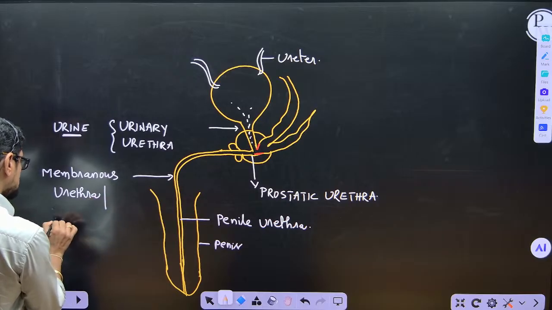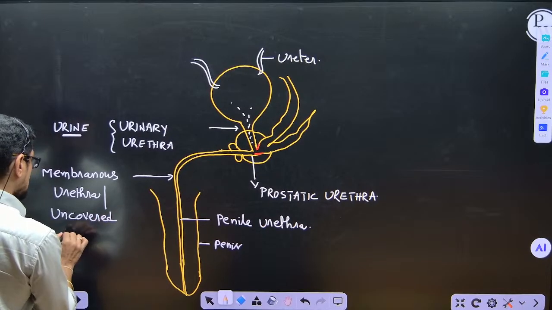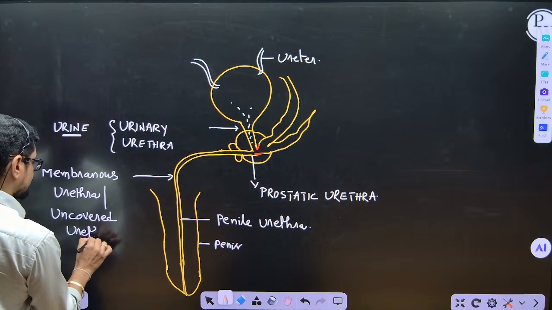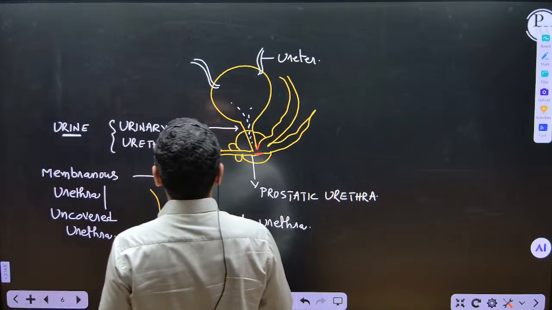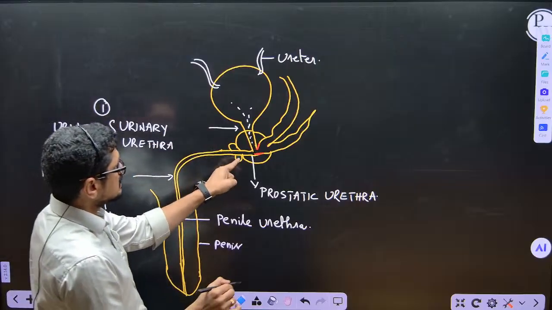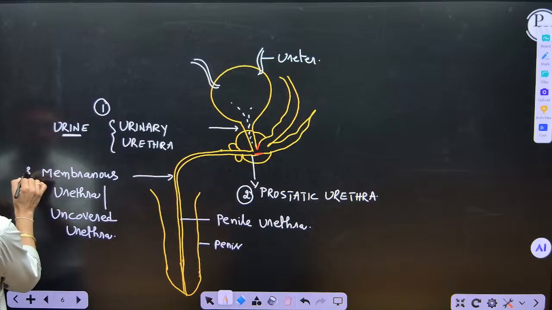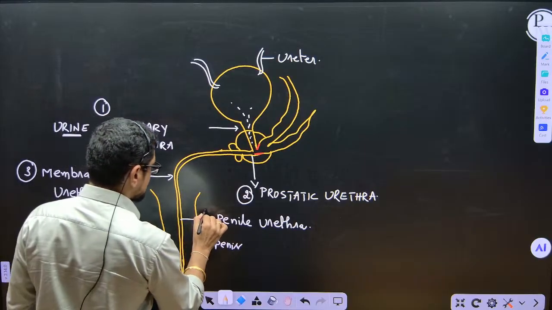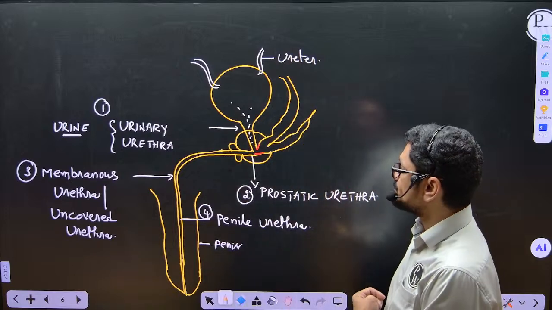Membranous urethra is also called uncovered urethra, which is not covered by anything. These are all not there in the textbook. Okay. So number one, urinary urethra. The first part of urethra is urinary urethra. Second part is prostatic urethra. The third one is membranous urethra. And the last one, which is present in the penis, is penile urethra. Four parts. Four types of urethra.